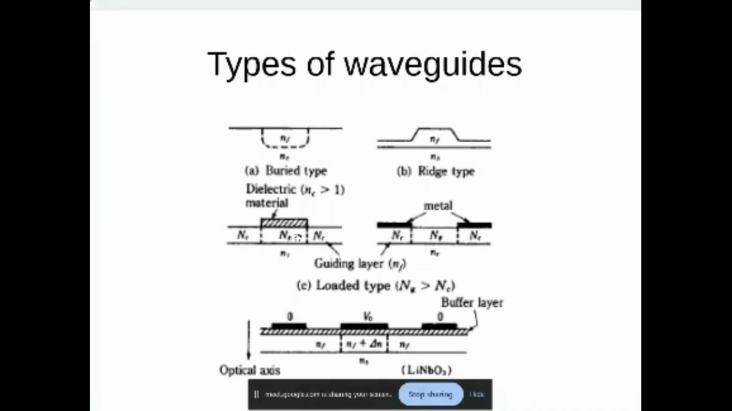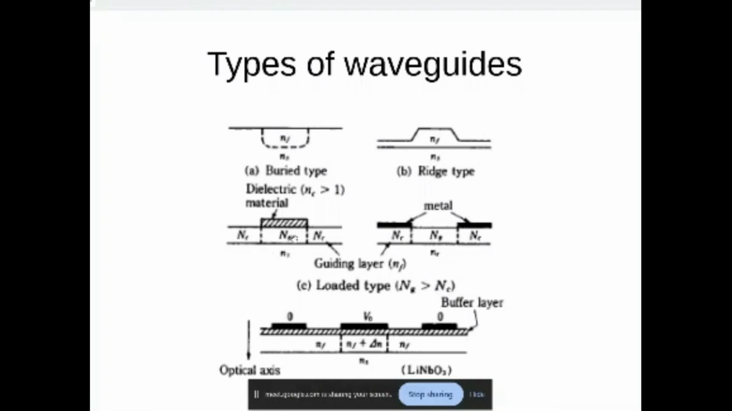There are buried type waveguides. You can deposit a small strip on top of a substrate and diffuse to get this buried type of optical waveguide. You can just imagine the refractive index in the guiding region should be more than that of the outside. In this case, the substrate is there, air is there, and then nf, the refractive index of the film, which can be slightly larger. Similarly, you can make ridge waveguides. You put a uniform medium and then etch out all the unnecessary regions. Then you get a ridge waveguide.